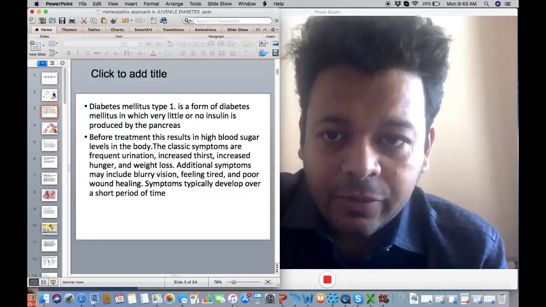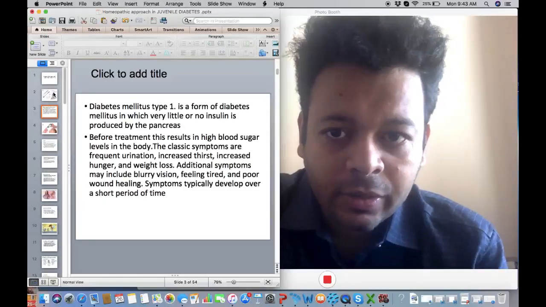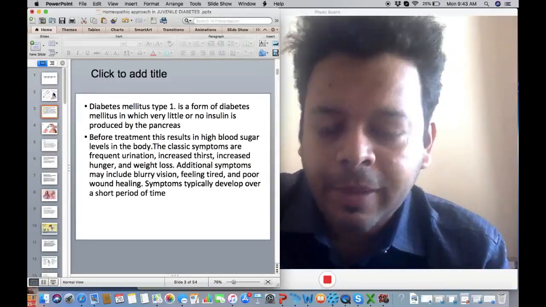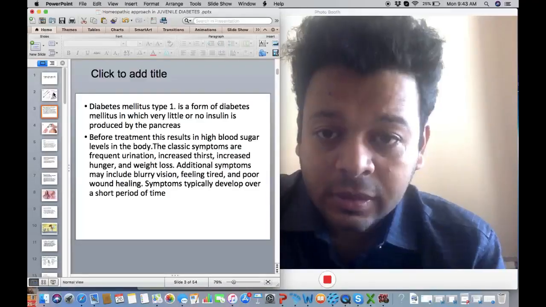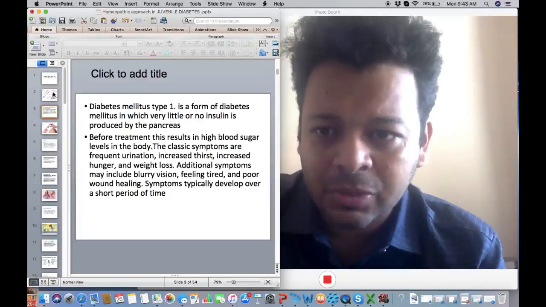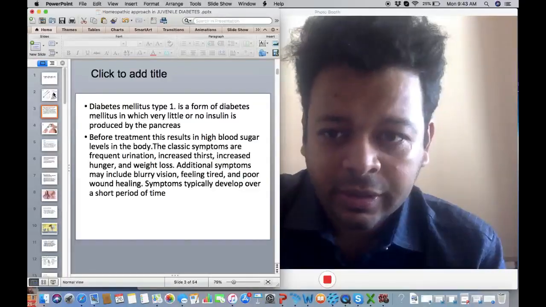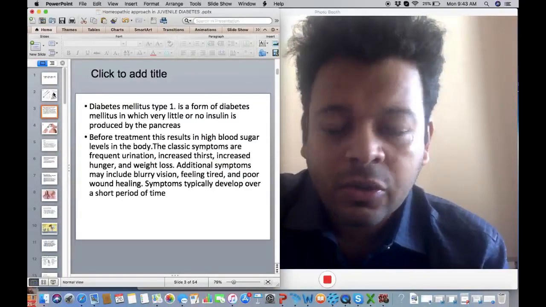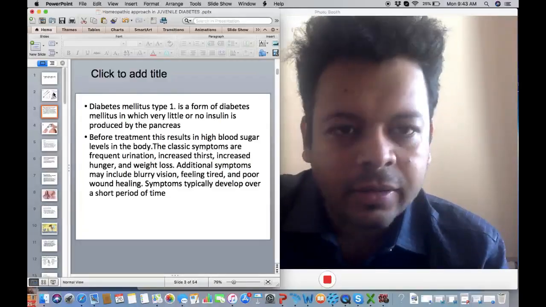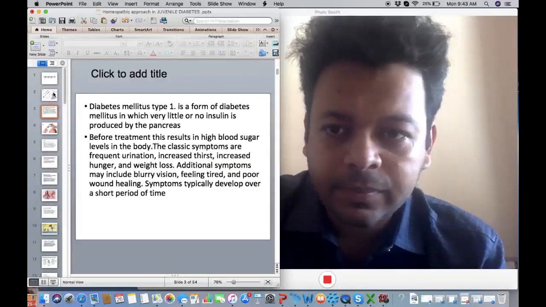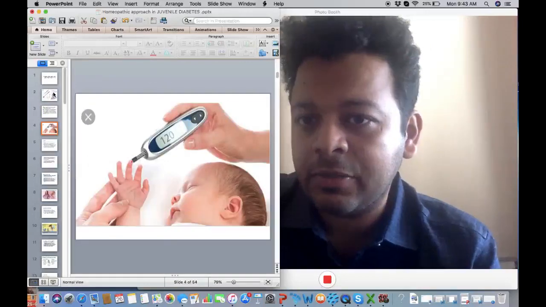Well, type 1 diabetes is a form of diabetes where almost no insulin is produced by the pancreas, and this results in very high blood sugar. Classic symptoms could be frequent urination, increased thirst, increased hunger, weight loss, vision issues, tiredness, faintings, vomitings, diarrhea at times.